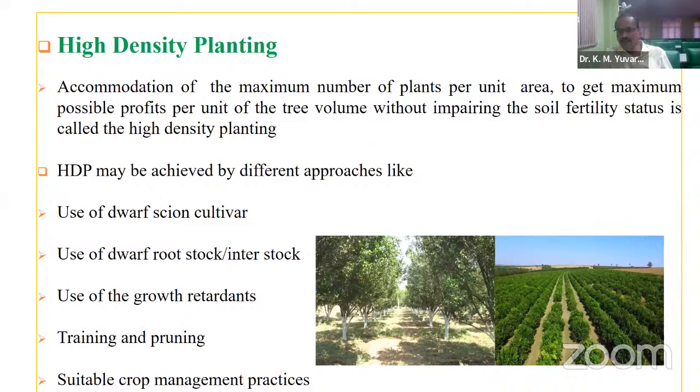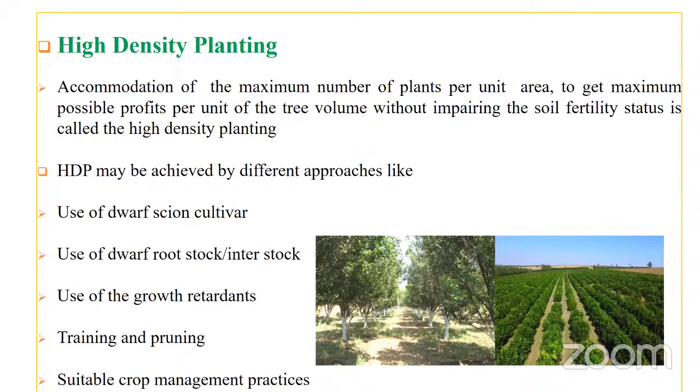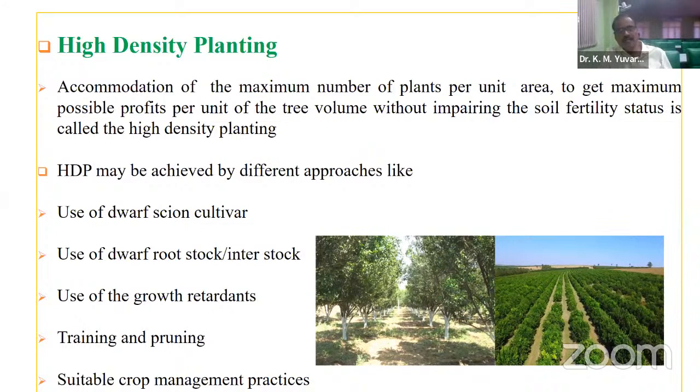High density planting is nothing but the accommodation of the maximum number of plants per unit area to get the maximum possible profits per unit of tree volume without impairing the soil fertility status. You accommodate more plants per unit area to maximize productivity. Our productivity level is very low compared to other countries for various reasons. To fulfill our requirement, we go for modern cultivation concepts: high density planting, ultra high density planting, and meadow orchards.